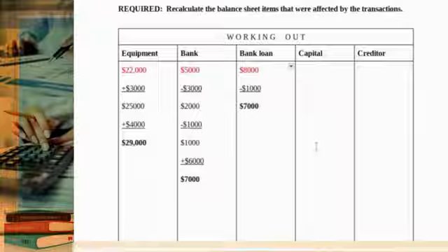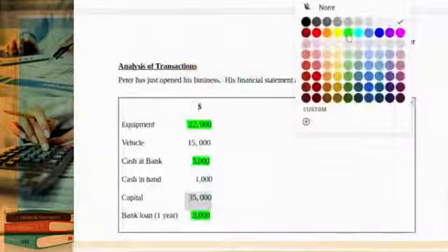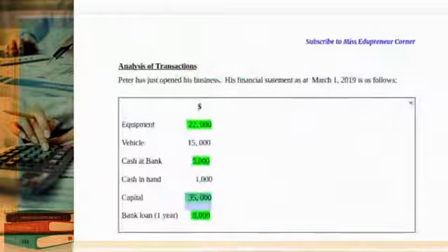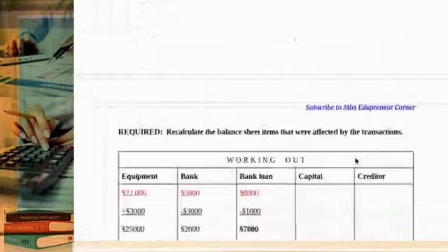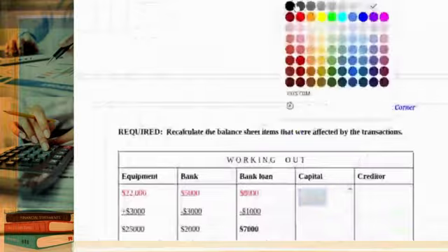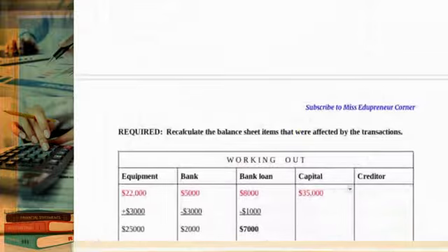All right, so heading over to the capital section. So again, pick up the old figure for capital. And it is $35,000. And then now we're going to head to the effects table.